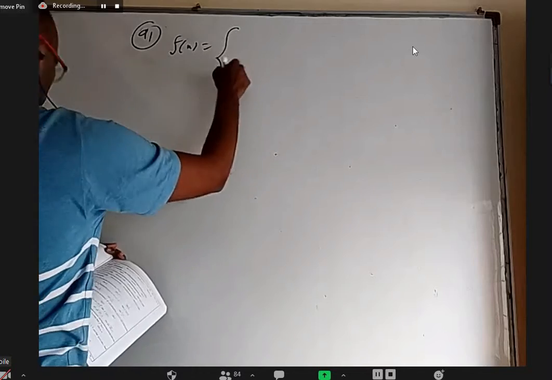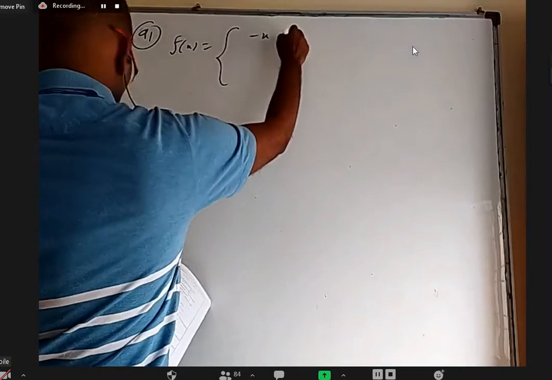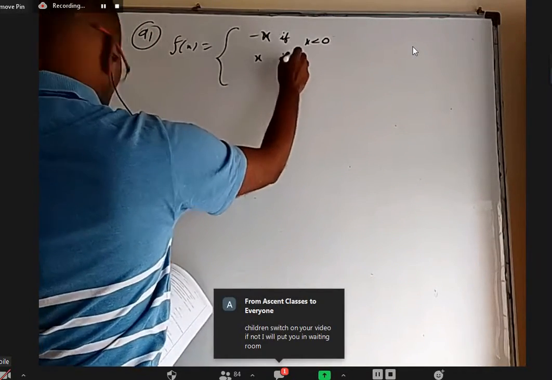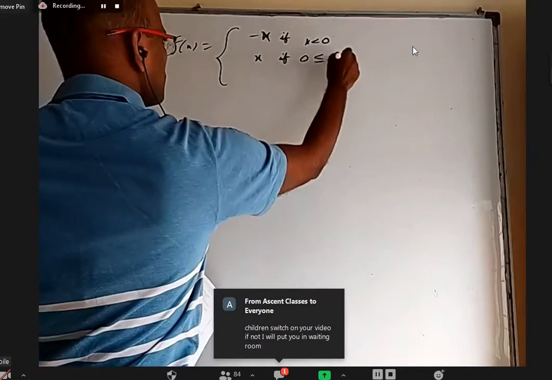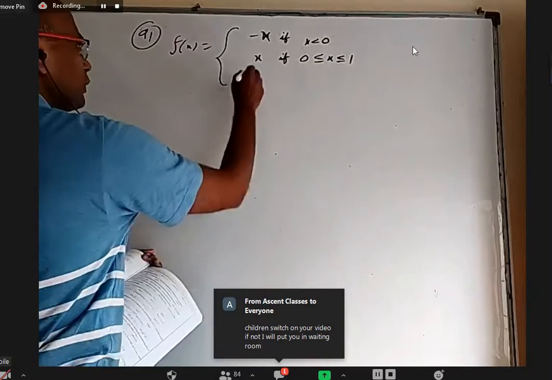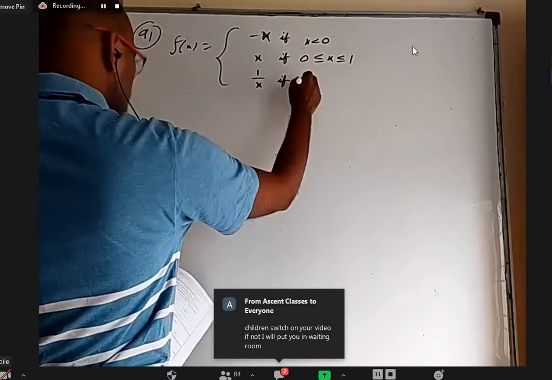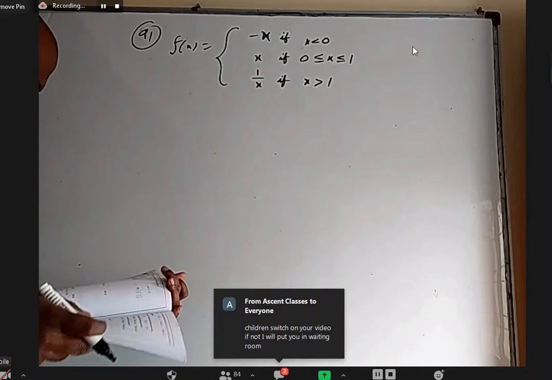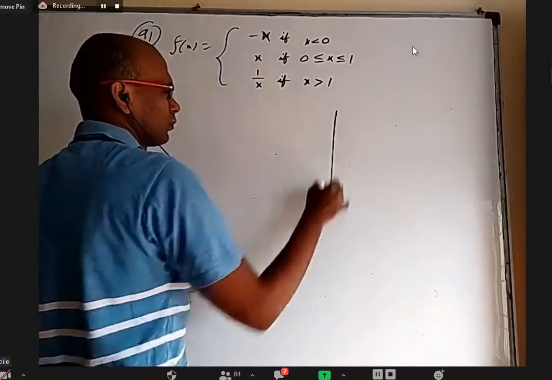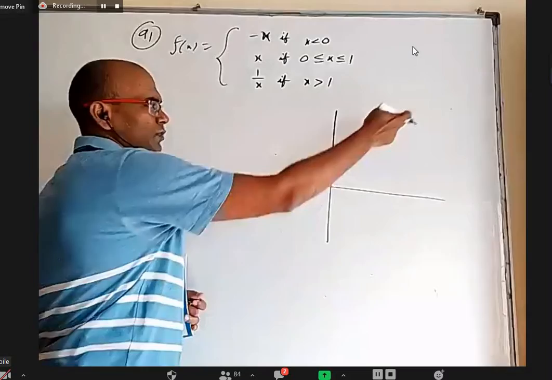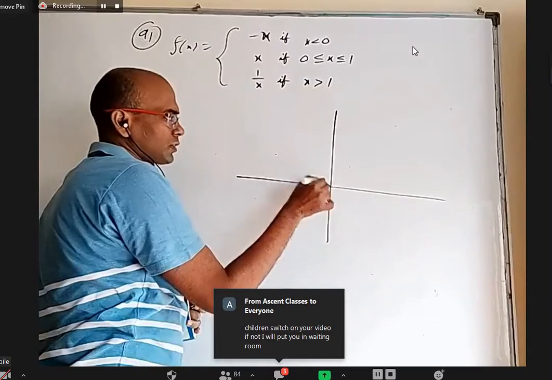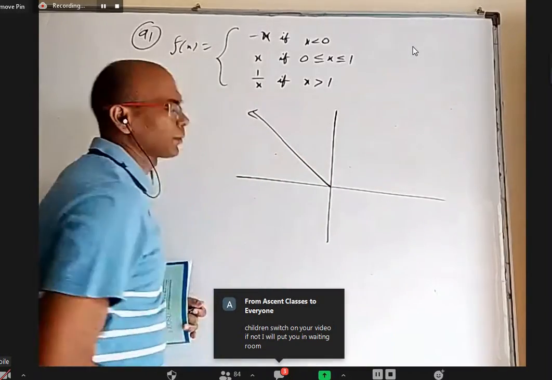Okay, 91 also, similar question. It is minus x if x is less than 0, x if 0 less than or equal to x less than or equal to 1, 1 by x if x is greater than 1. So I have to draw y equal to minus x. Y equal to x line will be like this, 45 degrees, and this is 135 degrees. And that too only for negative side. So I should take this and neglect this part.